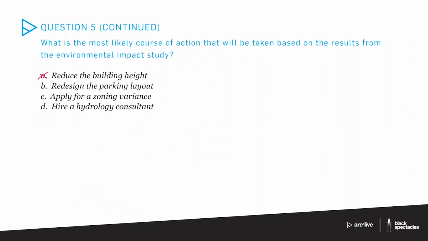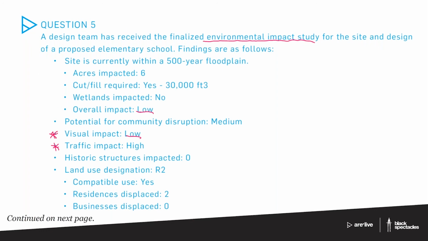Choice B, redesign the parking layout. Again, there's nothing in the environmental section of the findings that talks about parking, so we can skip ahead here. Well, we see that the traffic impact is listed as high, and there's even a medium potential for community disruption here. It seems like a logical choice at the moment, having only gone through two of the answer choices. So let's keep it in mind and just go through the rest of the choices, because this is a what is the most likely course of action type question. So we need to analyze all of the choices.